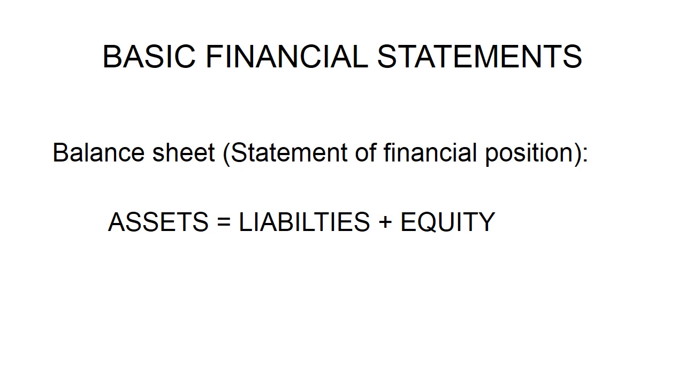Take a look at the balance sheet or the statement of financial position. It contains the assets, liabilities, and you've got equity. So it actually mirrors the accounting equation, which is assets equals liabilities plus equity. Assets equals liabilities plus equity. So the balance sheet mirrors the accounting equation.